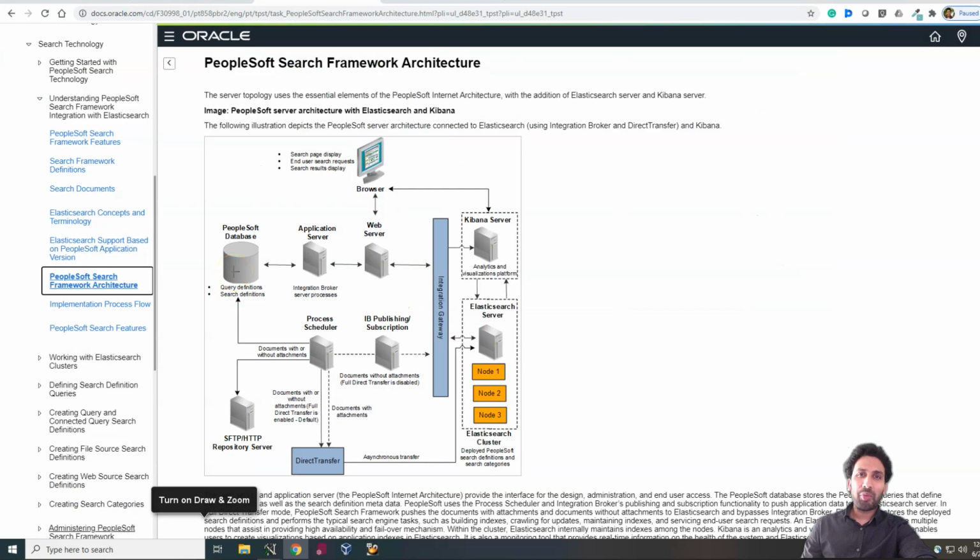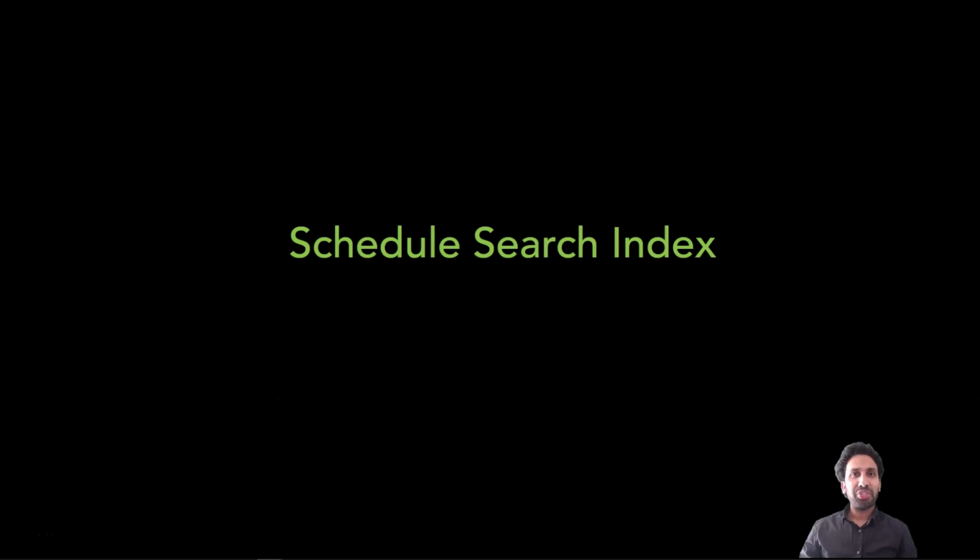When you click deploy, the metadata related to the search definition is transferred from PeopleSoft to Elasticsearch Server. The empty shell of the search definition and search category is transferred, but we have not yet transferred the data. That's what we are going to do next. Let's move on to last few steps.